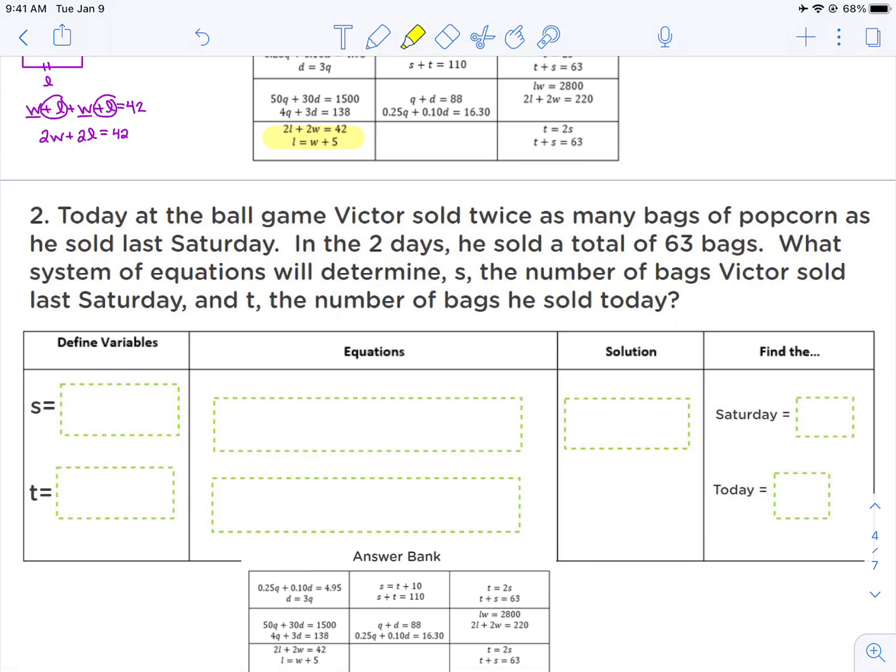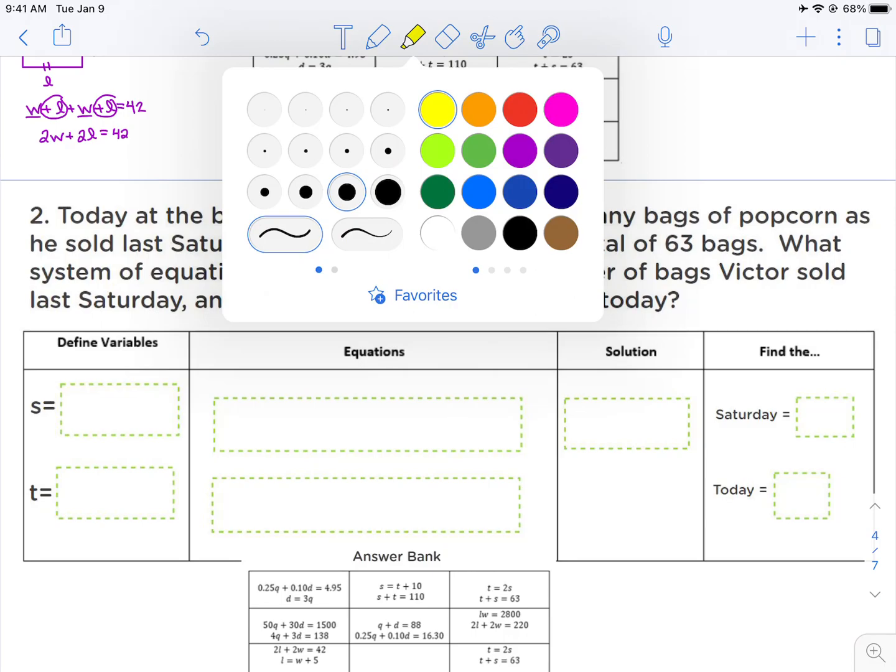Today, at a ball game, Victor sold twice as many bags of popcorn as he sold last Saturday. In the 2 days, he sold a total of 63 bags. What systems of equations will determine S, the number of bags Victor sold last Saturday, and T, the number of bags he sold today? So again, we start with the variables.